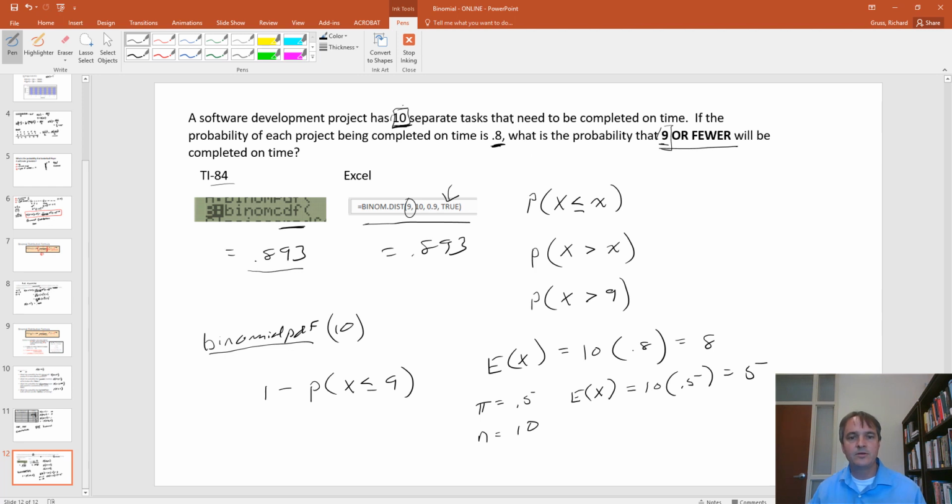So the expected value of a binomial distribution is just going to be n times pi. You just multiply the number of trials times the probability of success for each trial, and that's going to give you your expected number of successes.